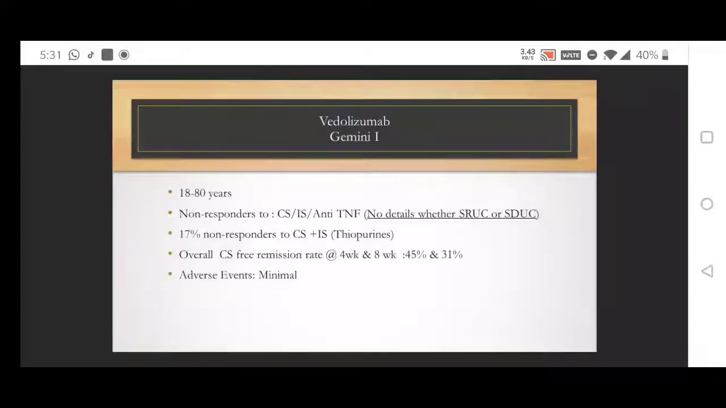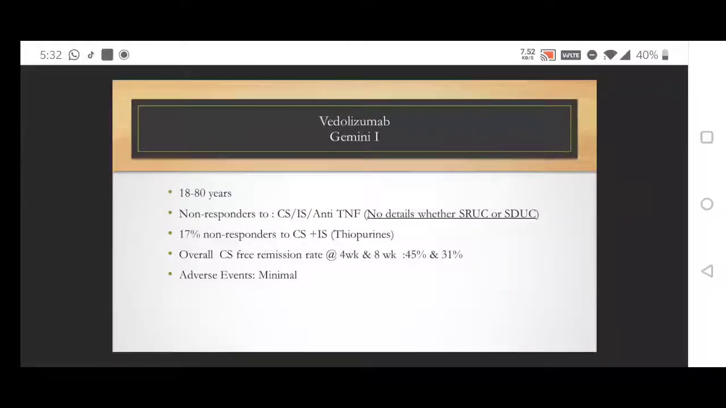Two sets of trials took place, the Gemini 1 and the Gemini 2. Gemini 1 was for ulcerative colitis, and Gemini 2 was for Crohn's disease. In Gemini 1, patients were 18 to 80 years old, and they took non-responders to corticosteroids, immunosuppressants, and anti-TNF. However, no details were provided on whether it was steroid refractory, steroid dependent, type 1, or type 2. What was mentioned in the text was that 17% of them were non-responders to corticosteroids and thiopurines. The overall corticosteroid-free remission rate was 45% at 4 weeks and 31% at 8 weeks.